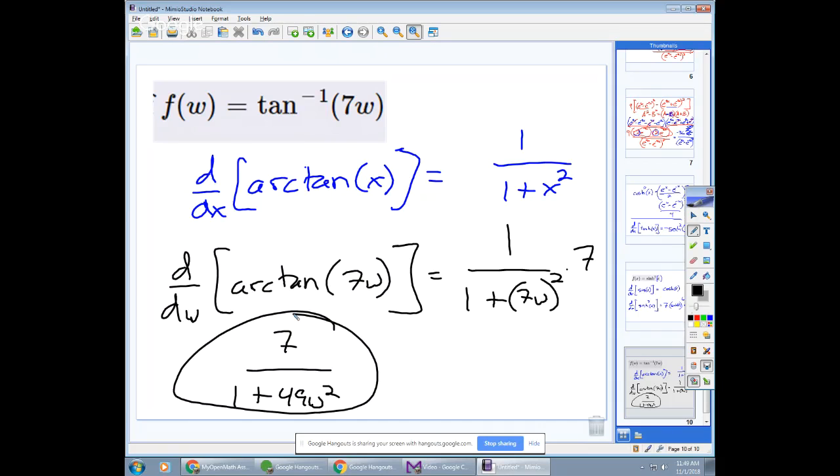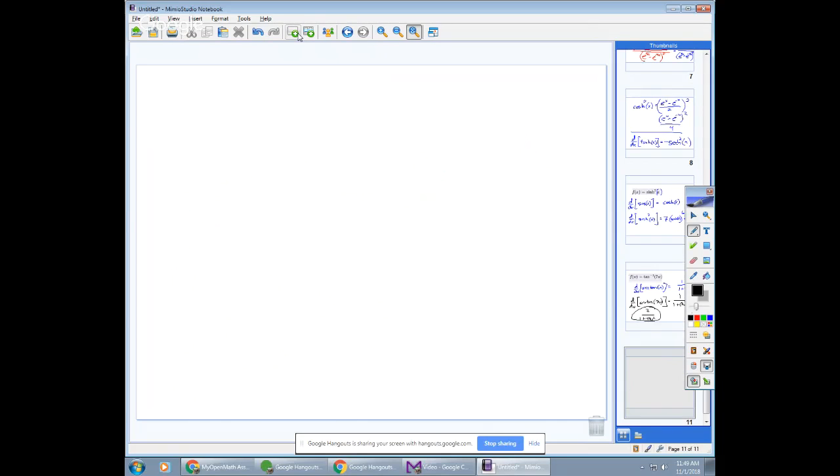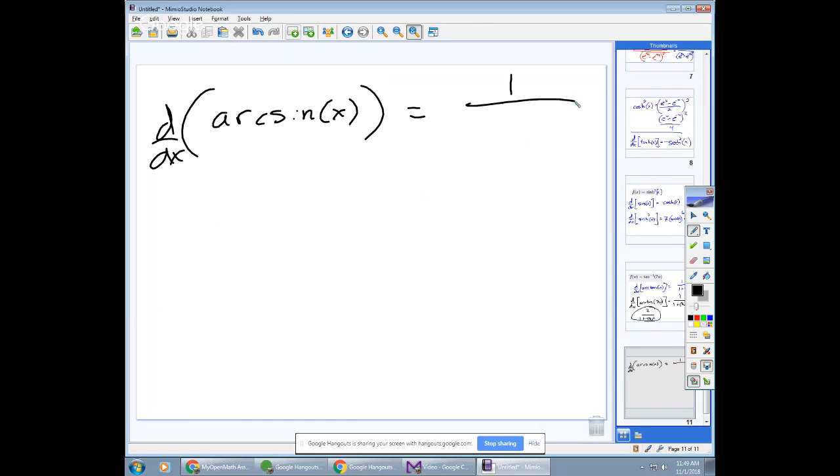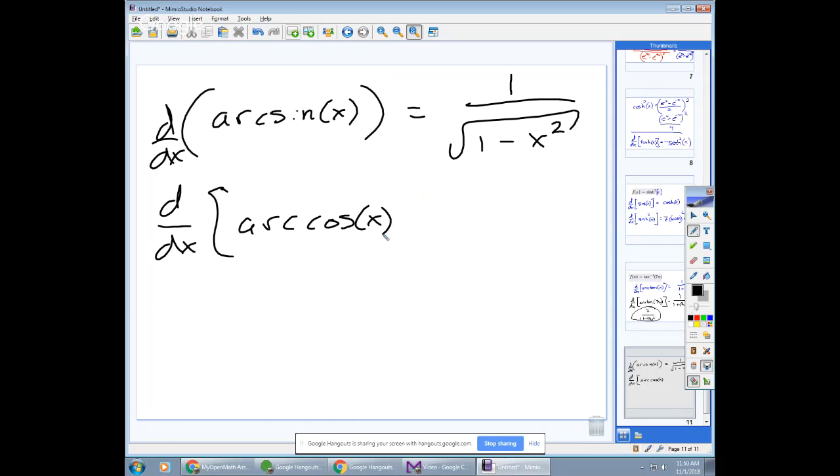So again, formulas you need to know. The derivative of the arcsine is 1 over the square root of 1 minus x squared. The arccosine is the same, the only difference is a negative 1 over the square root of 1 minus x squared. Do we need to know arcsecant or arccosecant or arccotangent? No, you don't need to know those.